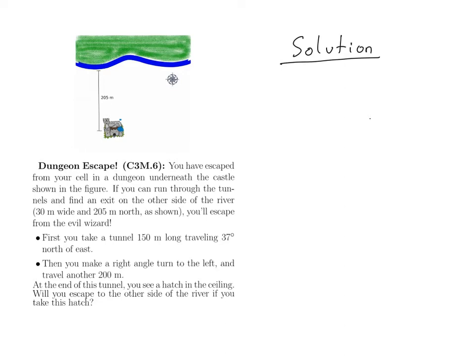If I draw a little coordinate system right here, that's supposed to indicate x and y. And north, as shown by this little compass, is straight up. Then north of east will be an angle like that, and I travel a distance of 150 meters. I'm going to call that vector A. Say its magnitude is 150, and this angle is theta A, which is 37.